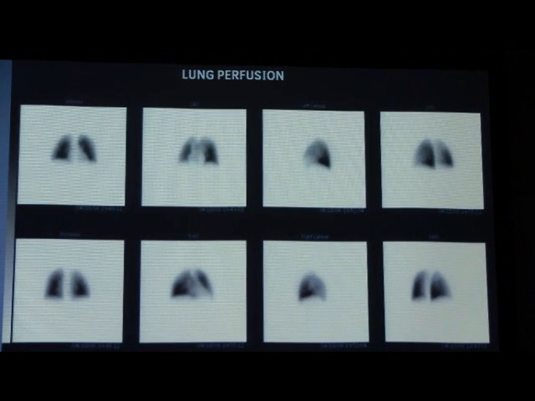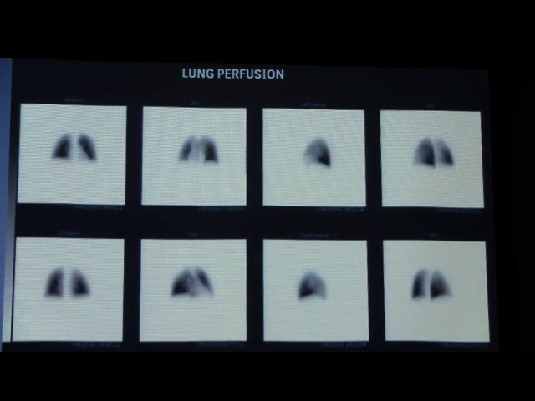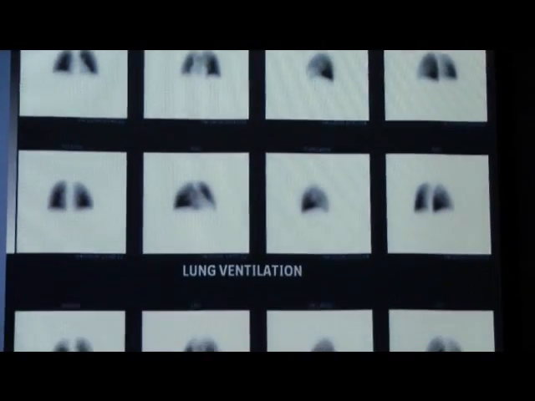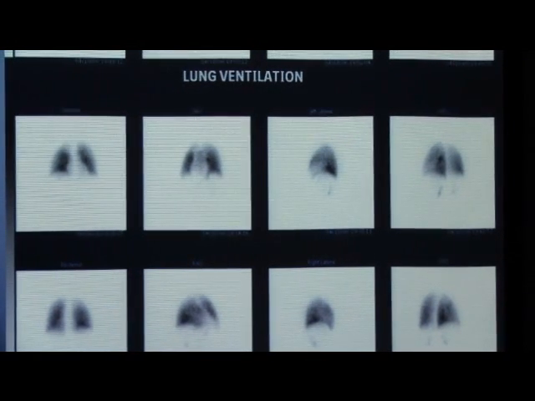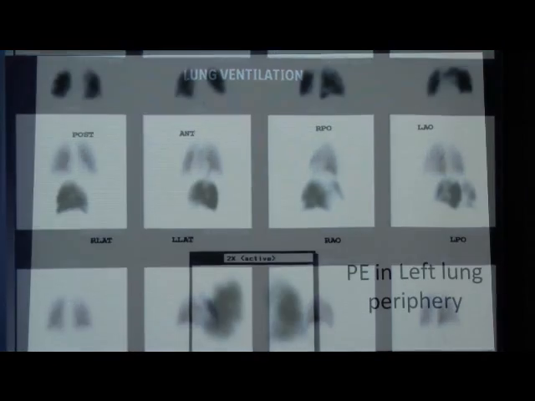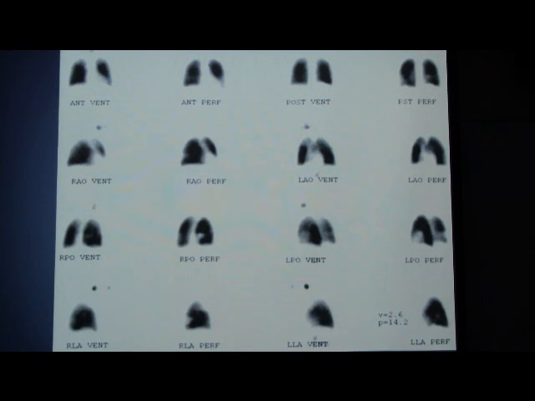Here is an example of a normal lung scan. The lung scan includes two separate scans, one during lung perfusion and one during lung ventilation. In this lung scan, there is a pulmonary embolism in the periphery of the left lung. In this lung scan, there is a pulmonary embolism in the posterior aspect of the right lung.